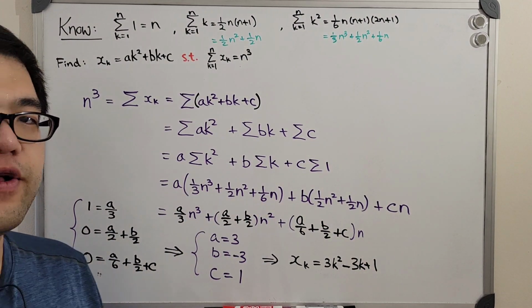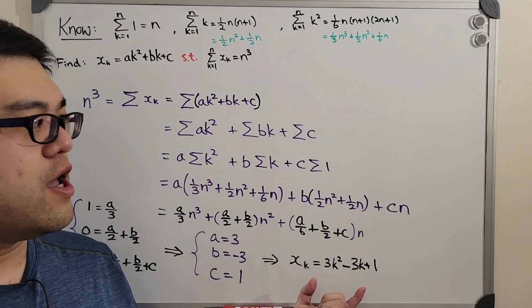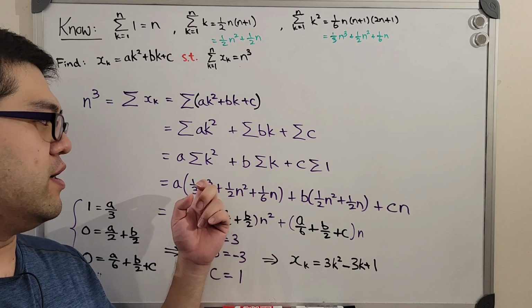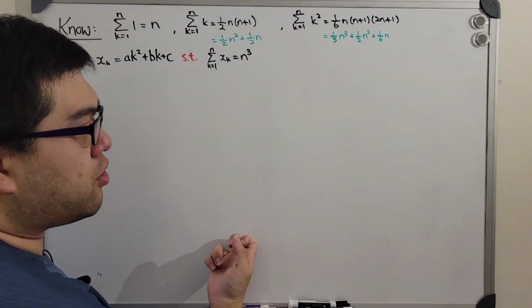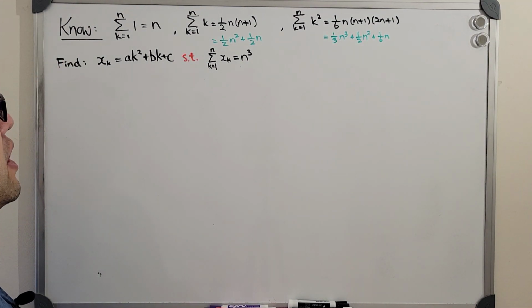And that's it. That's how we actually get the results. And here is the first method. Now, let's jump into the second method after we erase the board. Okay, now we're going to move on to the second method, which is a lot faster.